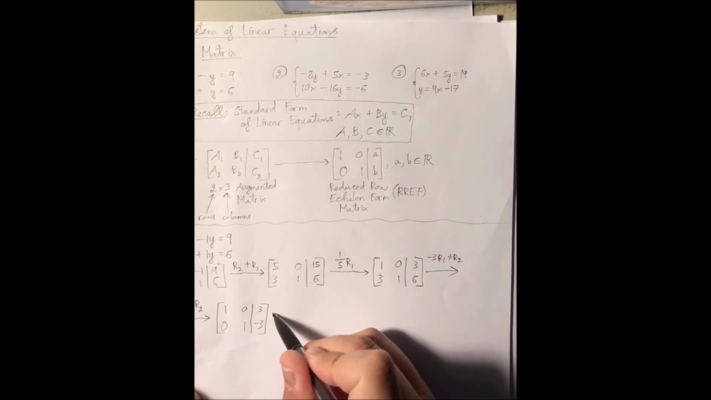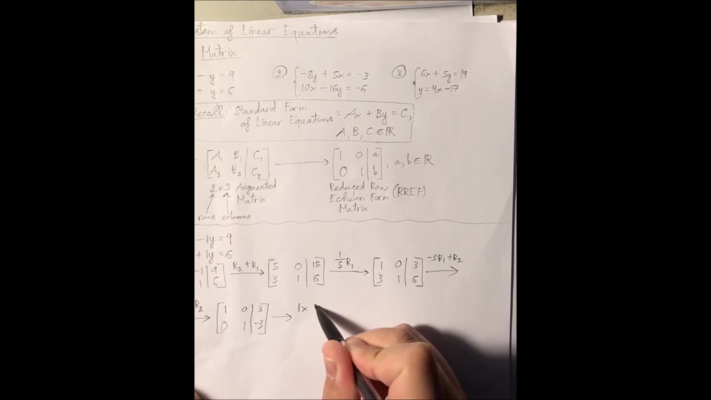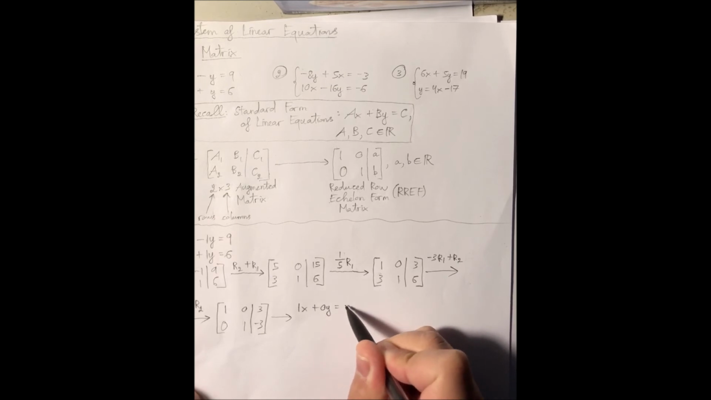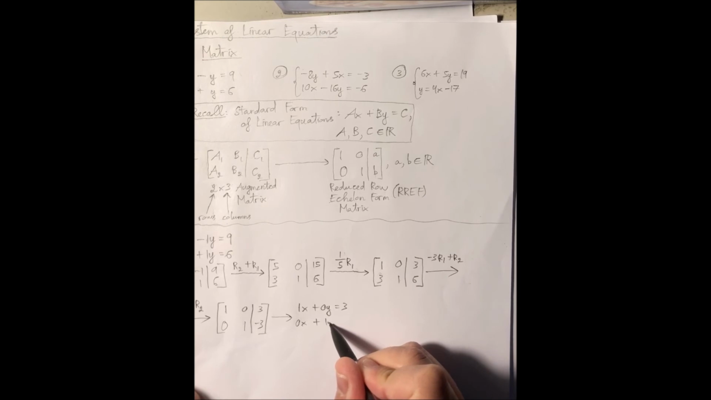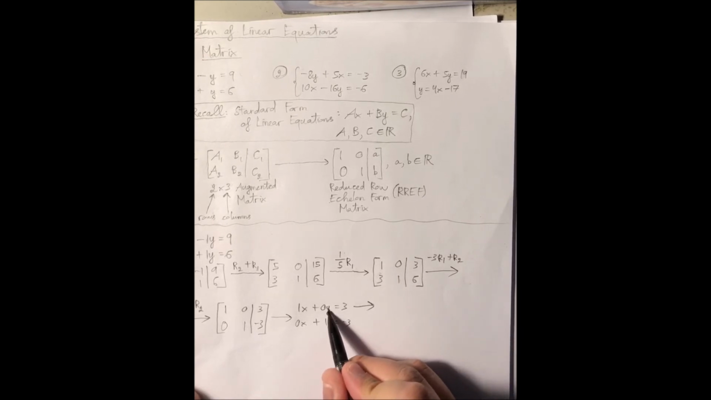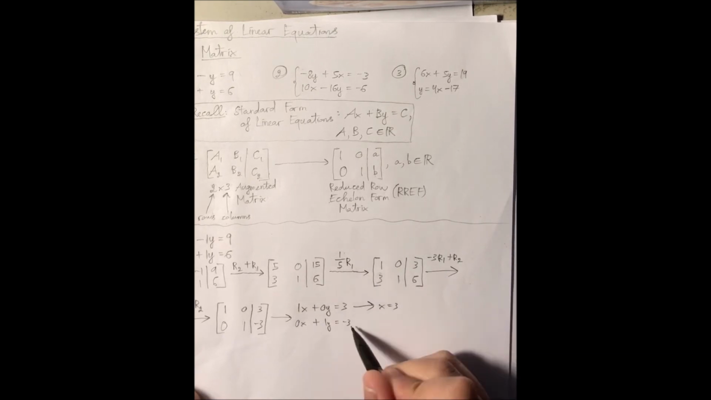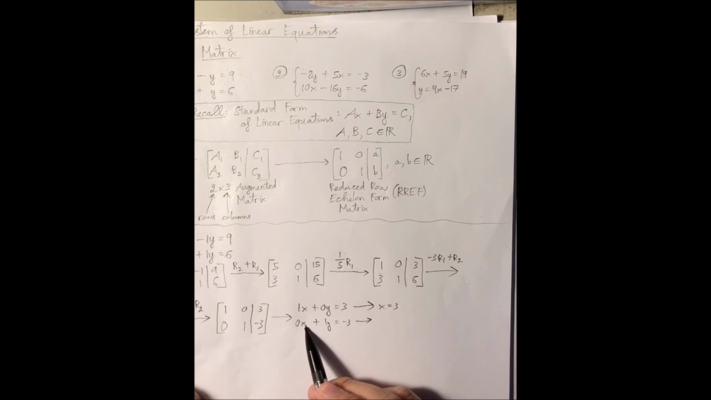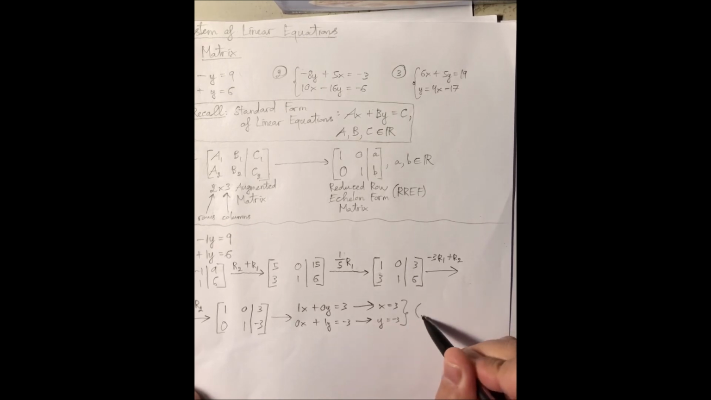So that means we are going to have 1 times x plus 0 times y equals positive 3. And we got 0 times x plus 1 times y equals negative 3. But 0 times y is just going to be 0, so we're left with just x equals 3. And 0 times x is 0, so we're left with just y equals negative 3. So that means the solution for this system is 3 comma negative 3.